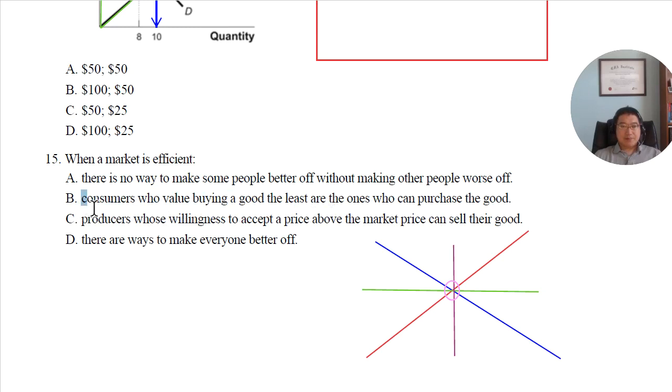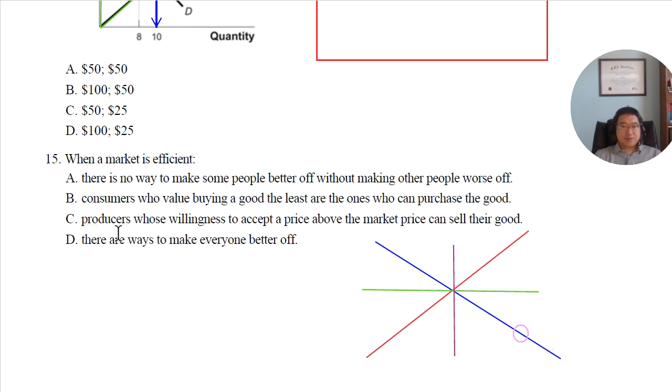All right, how about B? Consumers who value buying a good the least are the ones who can purchase the good. These consumers, let me see where I can move it. Oh, here. These consumers who value the good least, right? They're not going to purchase. They put very little value on the good, less than how much it costs to produce it. So that is not an efficient situation, right?